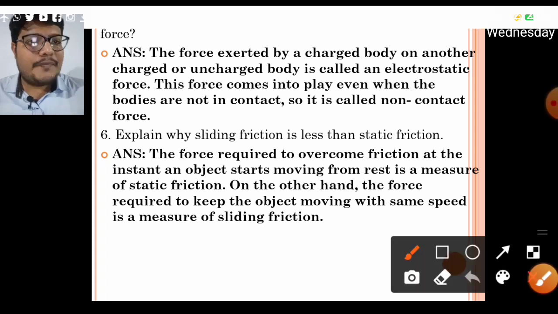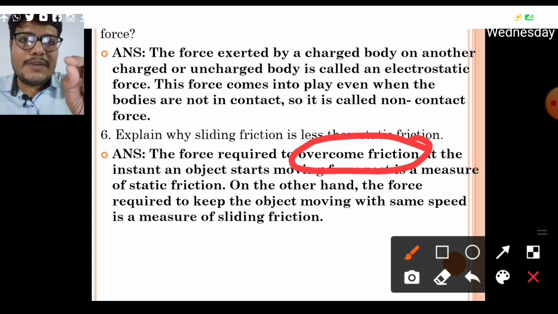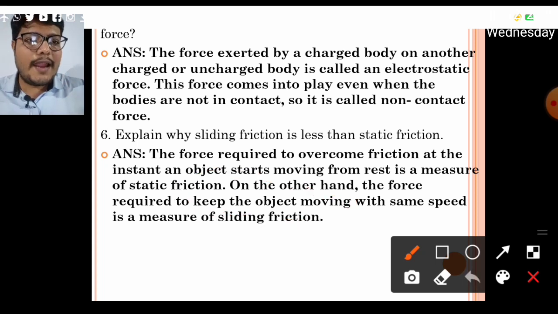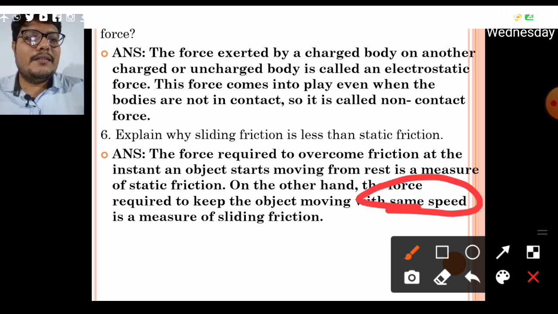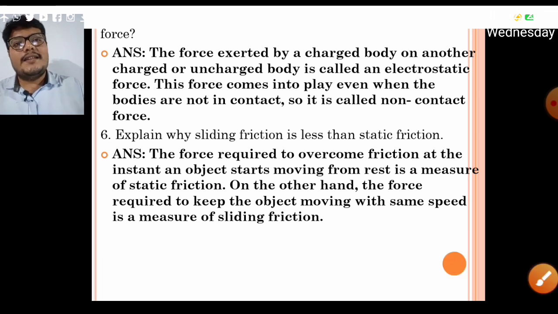Now look here, the object is in a stationary position. Force required to overcome friction means your object is not moving, right? And here, to keep the object moving means your object is already in motion. So that is why sliding friction is less than static friction, with the same speed. In sliding friction, you are keeping your object in motion with the same speed, and that is the measure of sliding friction, which is why sliding friction is less than static friction.